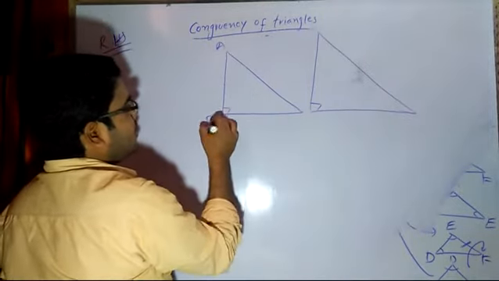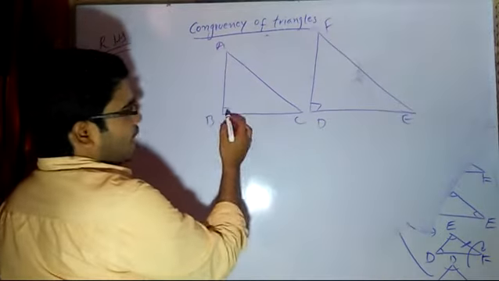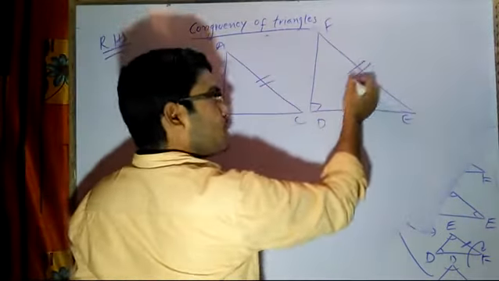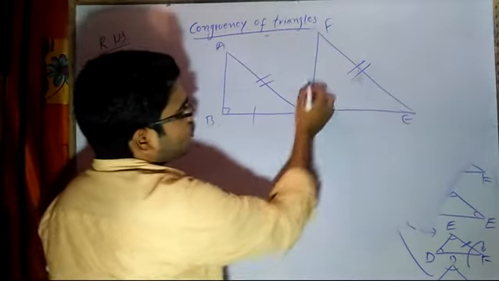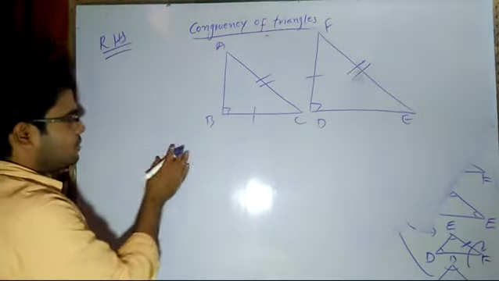Here I have A, B, C, D, E, F. Correct? Angle B is equal to angle D. This side has to be equal to this, and this side should be equal to this or this side. Then only can we say that these two triangles are congruent.